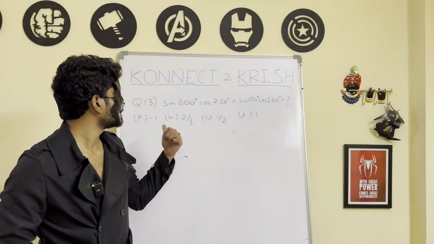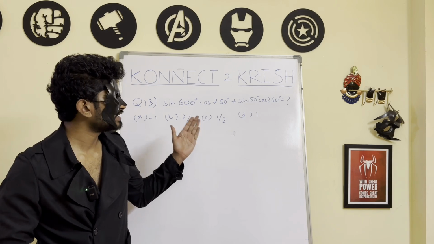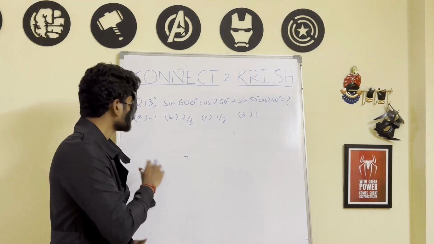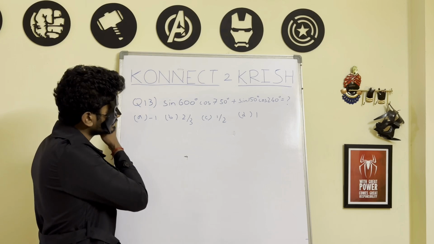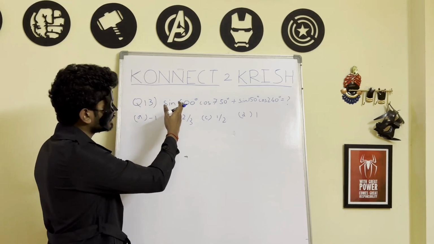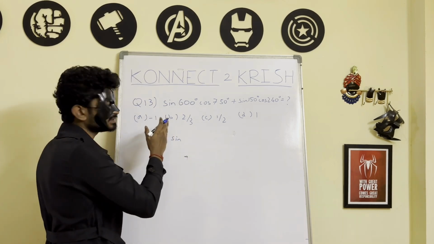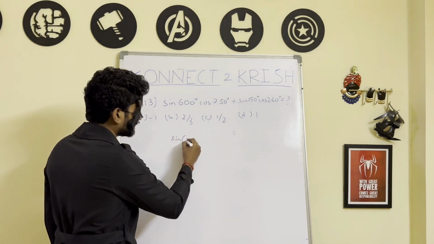So next 13th question is sine 600 degrees into cos 750 degrees plus sine 150 degrees into cos 240 degrees is equal to question mark. So here how will we solve this? You can write sine 600 as sine 360 plus 240, 240 degrees more than 360. So you can write it as sine 240.